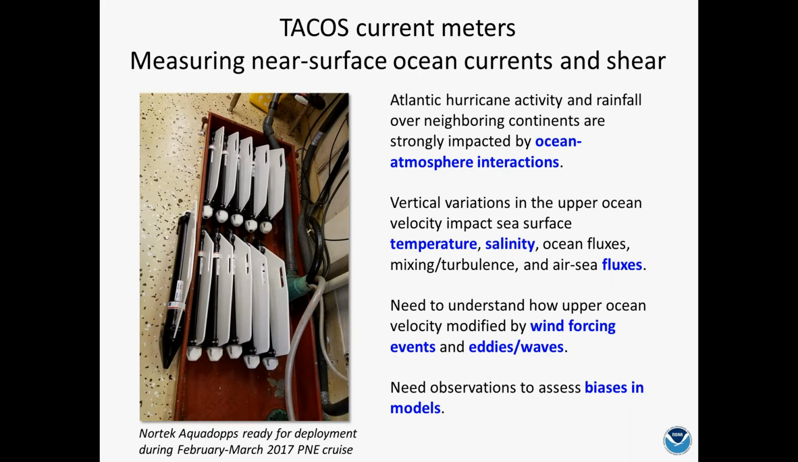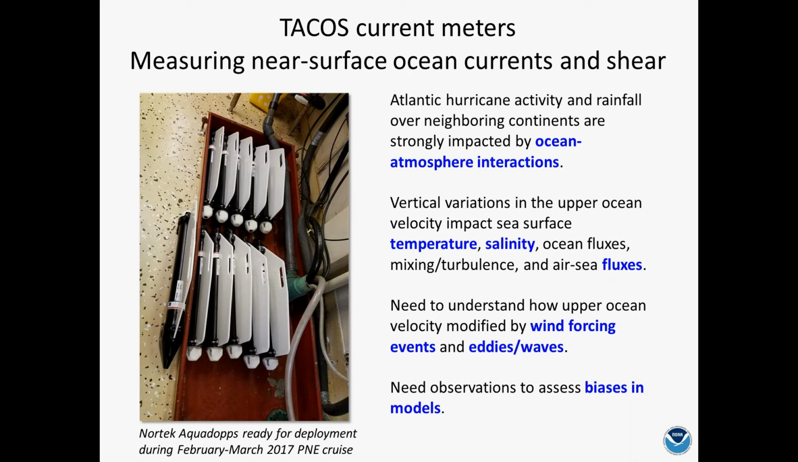And the reason why we want to do that, what is our motivation for doing that? As you may know, hurricanes are quite active in the Atlantic, this year being a specifically active year. And so in the Atlantic, you have hurricane activity and you have strong rainfall over the neighboring continents that are strongly impacted by ocean-atmosphere interactions in the Atlantic Ocean.